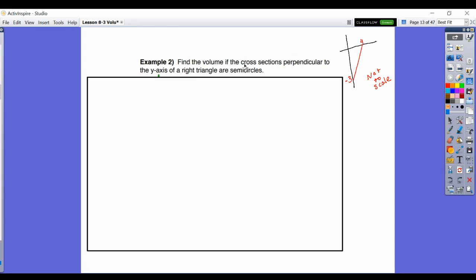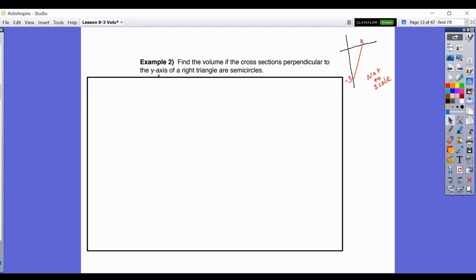So this one is find the volume of the cross sections perpendicular to the y-axis of a right triangle. They are semicircles, so not a great English sentence there, but here's your right triangle. It is not to scale, as you can see, the 4 and the 3. They are semicircles that are perpendicular to the y-axis. So when you draw this, you're going to have semicircles that go up like little humps with a diameter of this width right here because it's perpendicular to the y-axis with a bump. So you draw it, you see if you can find the volume of that solid.